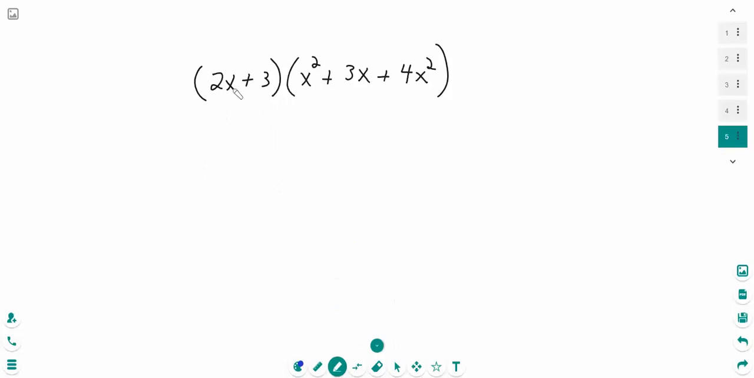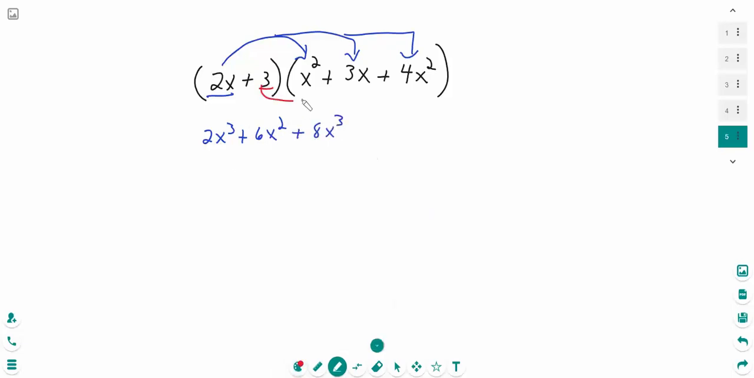All right, so let's do this. We're going to start with our first term, the 2x, and we're going to multiply that through. So a 2x times an x squared is going to give us a 2x to the third. Multiply it by the next term, we're going to end up with a 6x squared. And multiply it by the third term, we're going to end up with an 8x cubed. And then we have to do the second term. So we have a 3 times x squared is going to give us positive 3x squared. And then 3 times the 3x is going to give us a 9x. And then the 3 times the 4x squared is going to give us a positive 12x squared.